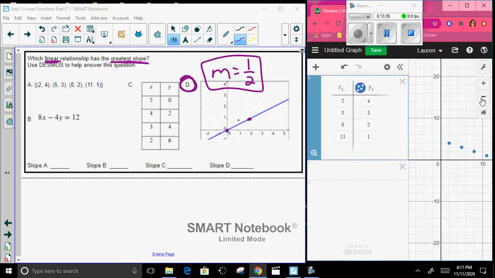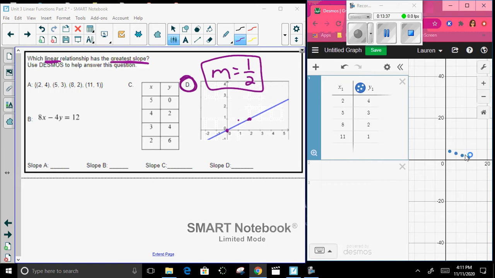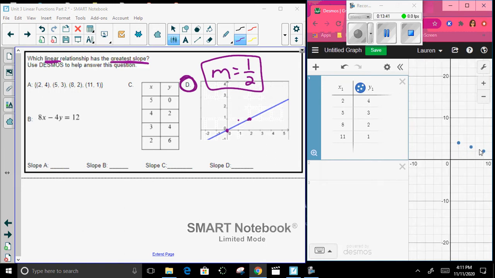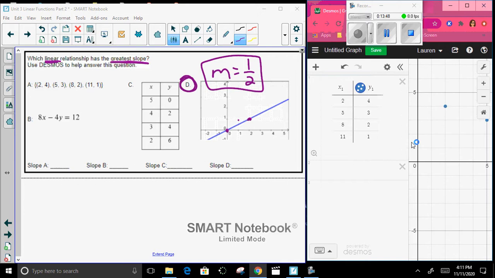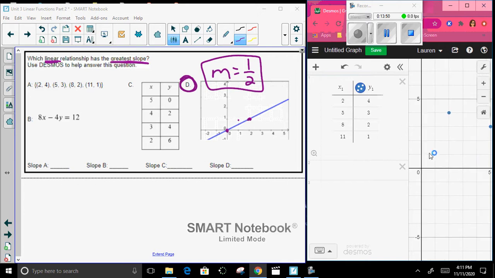So I'm going to minimize this so I can kind of see. I can see all my dots there. So I want to figure out what the slope is. And I'm actually going to go back to the home. So it's counting by 2s. I want it to count by 1s. Okay, so if I zoom out a little, it's now counting by 1s. That goes up 1, 2, 3, 4, 5.